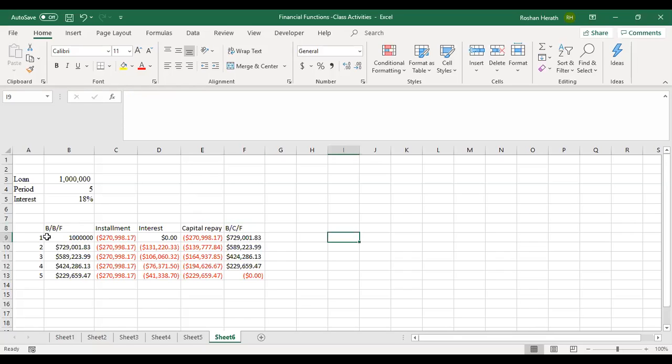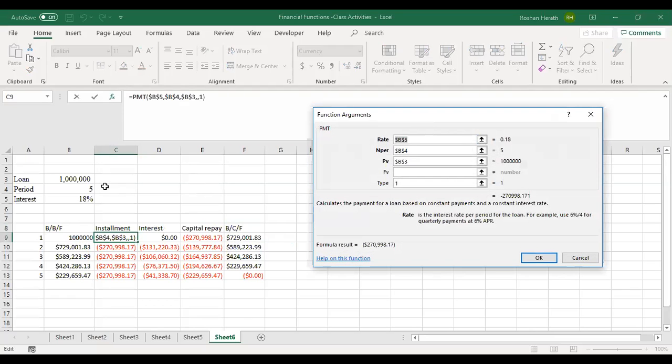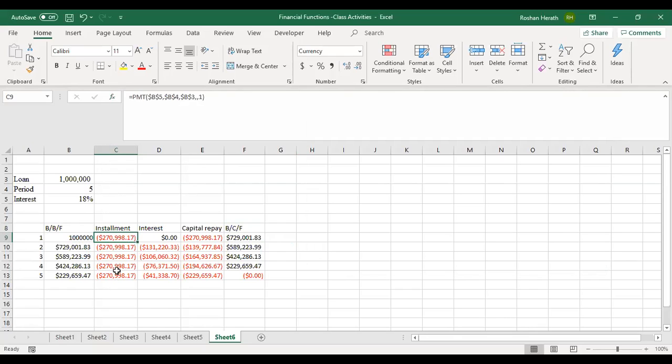Right. So when it comes to the installment, you would take the rate, the period and the present value, and most importantly, we have taken this time. If you had ignored that, you can see that your installment is going to be quite high, 319,777. But if you take the option to settle at the beginning of the period, it comes as 270,998. Then the installment would remain the same.